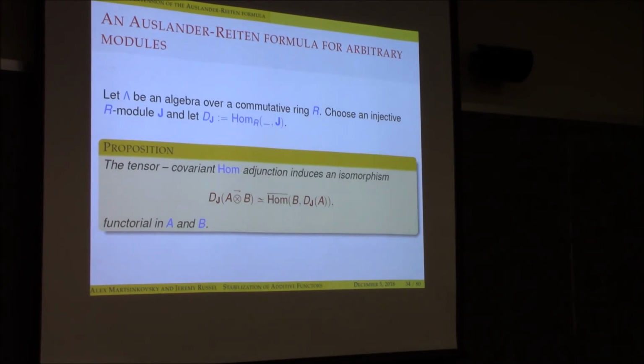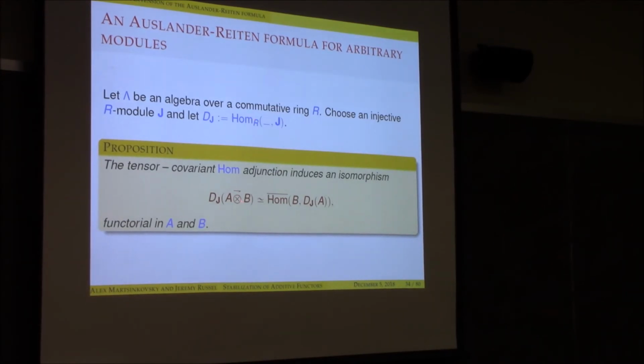So we work, lambda is an algebra over a commutative ring R, could be the absolute case. In other words, lambda could be any ring and R could be just Z. So any ring is a Z-algebra. So take any injective over that commutative ring R. And for brevity, let D sub J denote the Hom into this injective over that smaller ring R. Well, here's that formula.